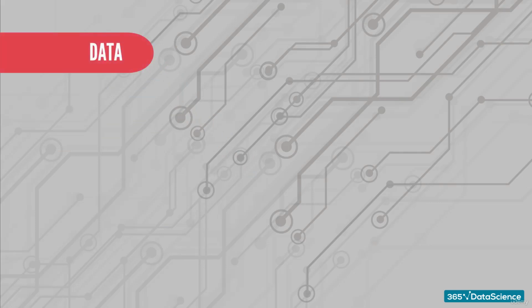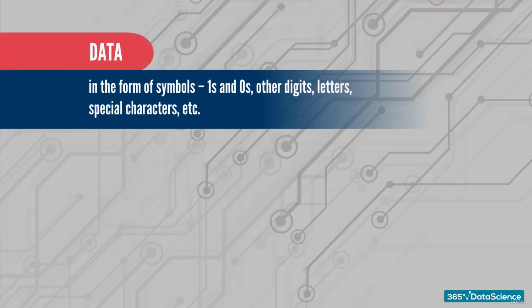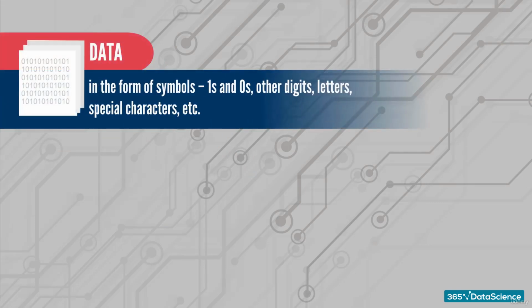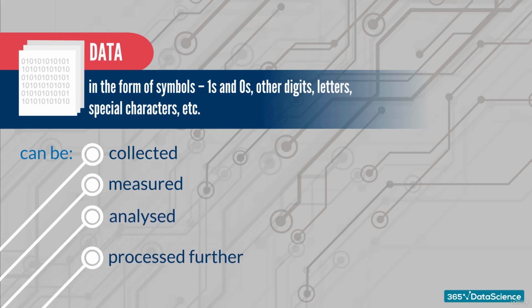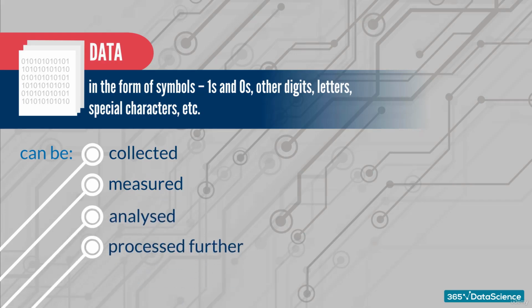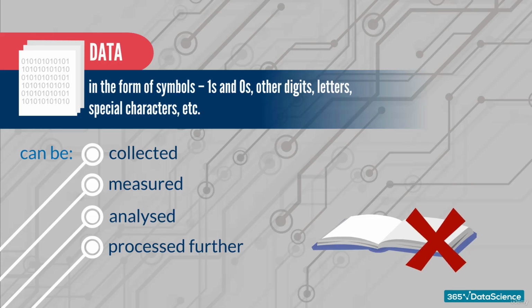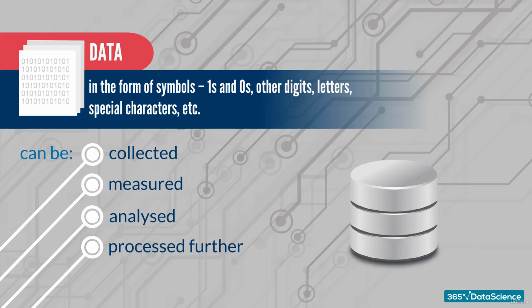Data means information stored in the form of symbols, ones and zeros, other digits, letters, special characters, etc. Thus, it can be collected, measured, analyzed, and processed further. Where can you find data? Well, we are not talking about physical books with thousands of written pages, or the enormous accounting ledgers from the 60s. Data today is stored practically in databases.